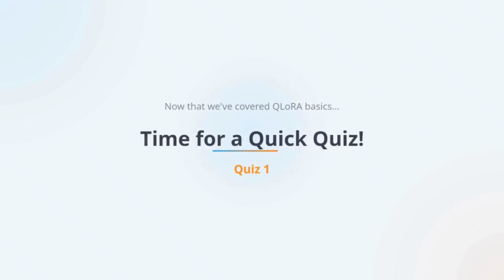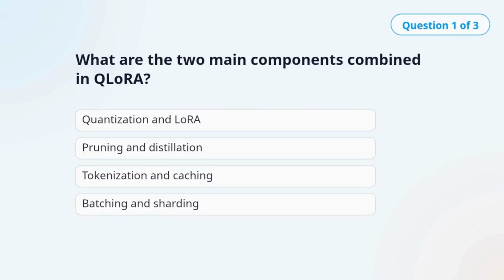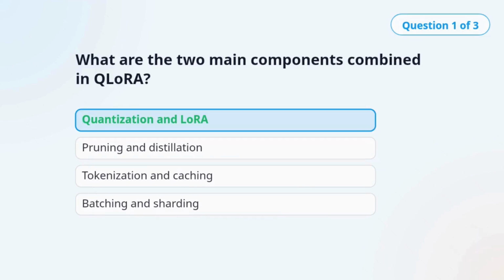Now that we've covered QLoRA basics, let's test what we've learned so far. Here's quiz number 1. See if you can get it right. Question 1. What are the two main components combined in QLoRA? The correct answer is quantization and LoRA. QLoRA combines quantization to reduce model size and LoRA adapters to make fine-tuning parameter efficient.